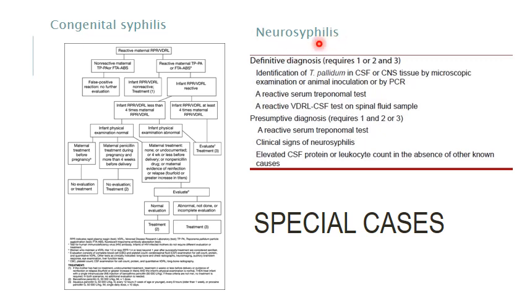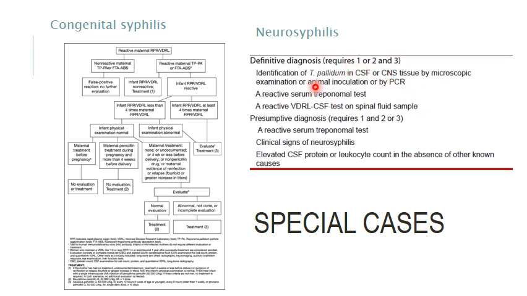With neurosyphilis, again, another difficult one to diagnose. Definitive diagnosis requires 1 or 2, so 1 or 2 plus 3. You have to have 3. Reactive VDRL-CSF has to be done.